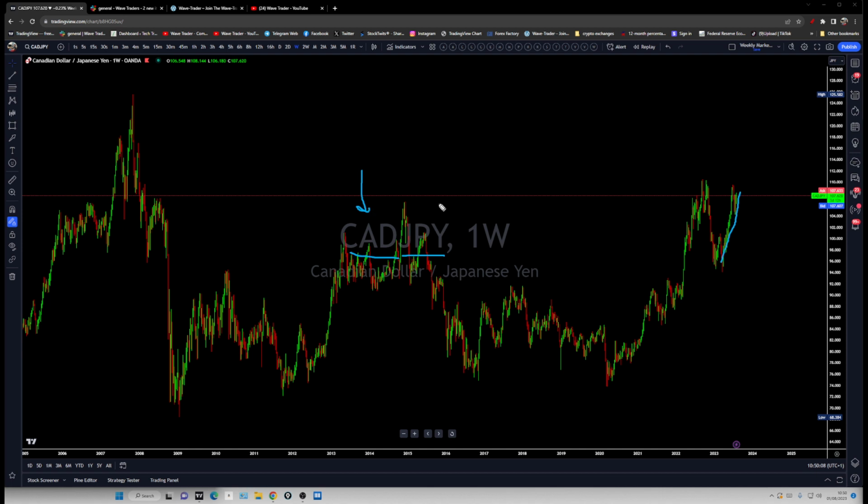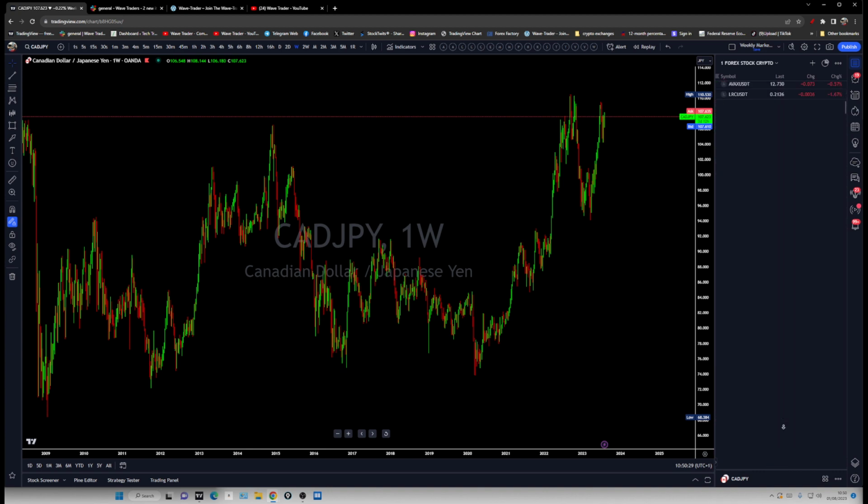We know that the rates are being raised by the Bank of Canada and Bank of Japan wasn't raising the interest rate or changing the policy, which was causing policy divergence. But right now we are having some policy changes from the Bank of Japan, and Bank of Canada might have peaked their interest rate.